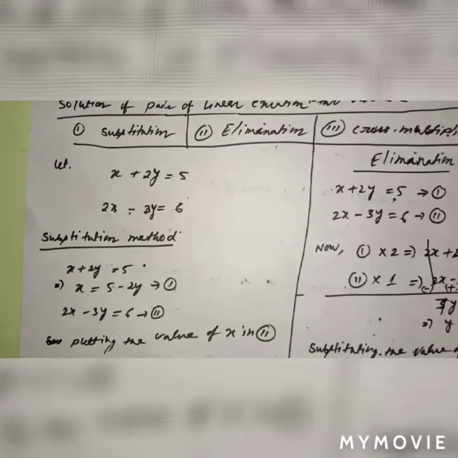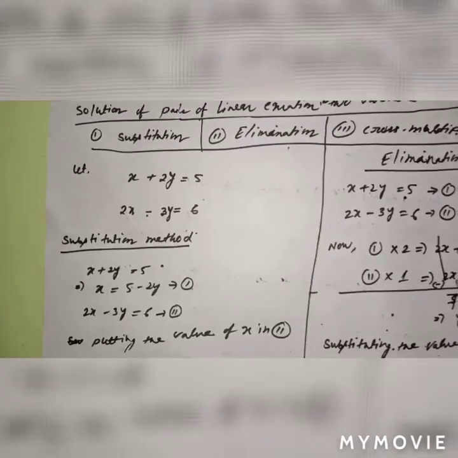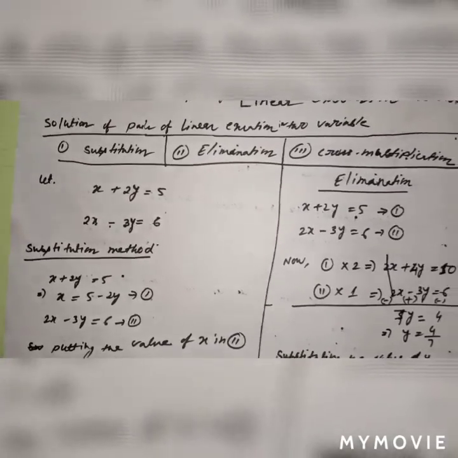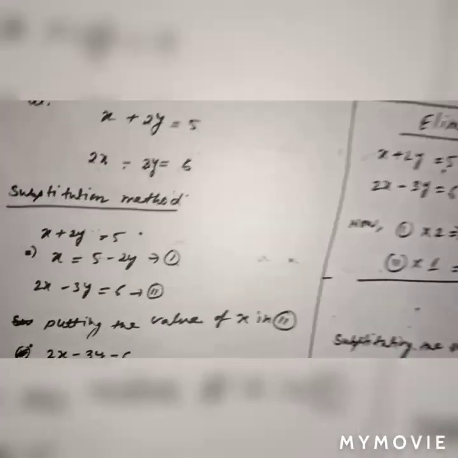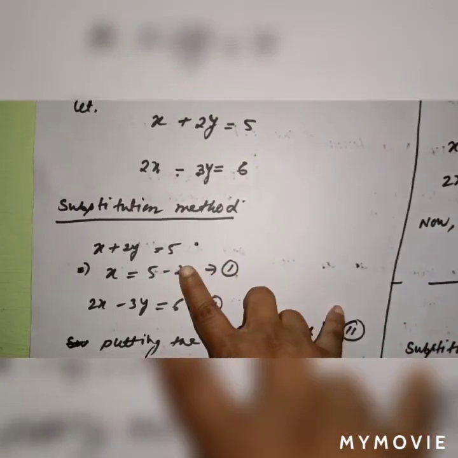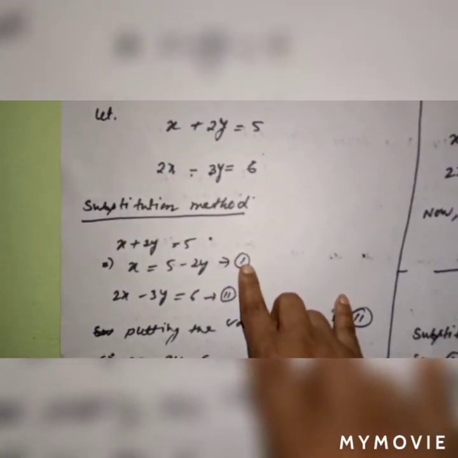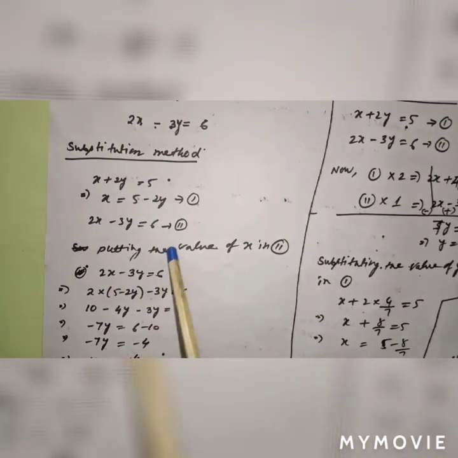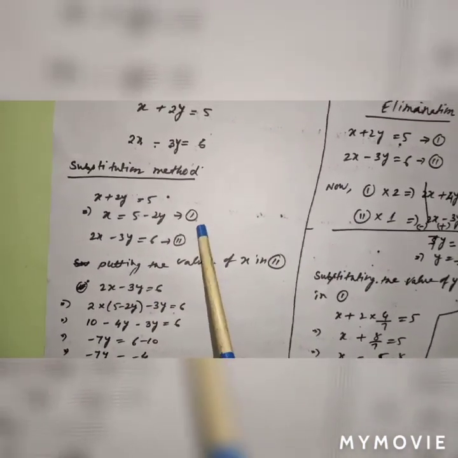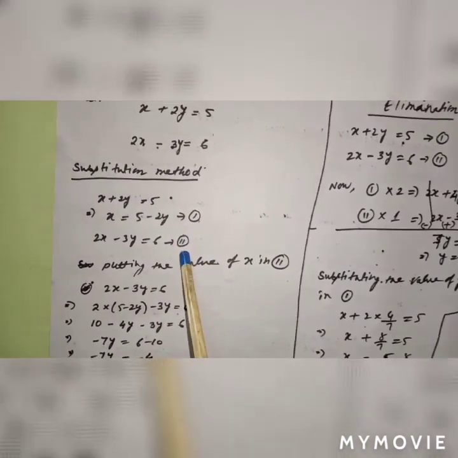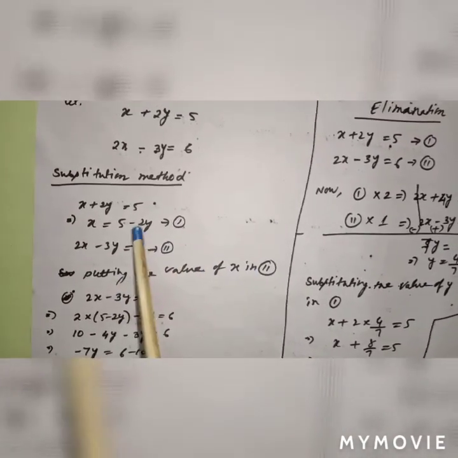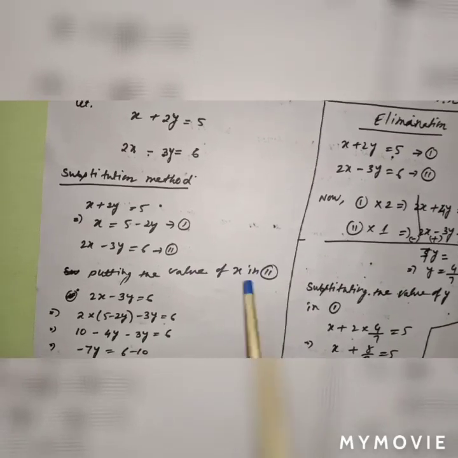So the same thing we will find out by using algebraic methods like substitution, elimination, cross multiplication. So I have understood, x is equal to 5 minus twice y. This is equation number 1, this is equation number 2. Now from 1 you have to put the value of x in 2.